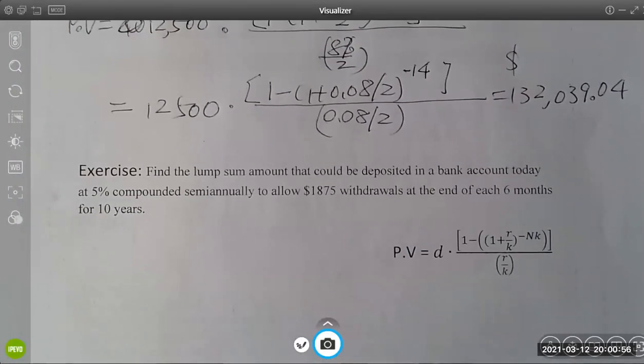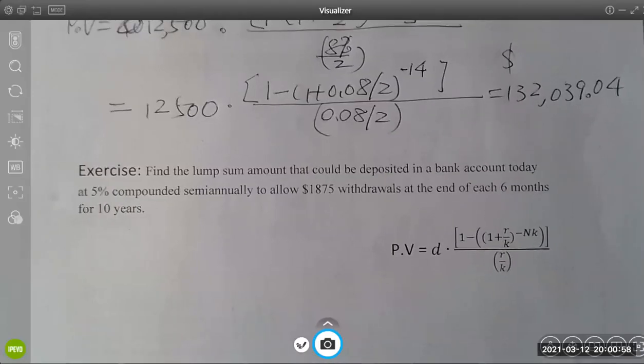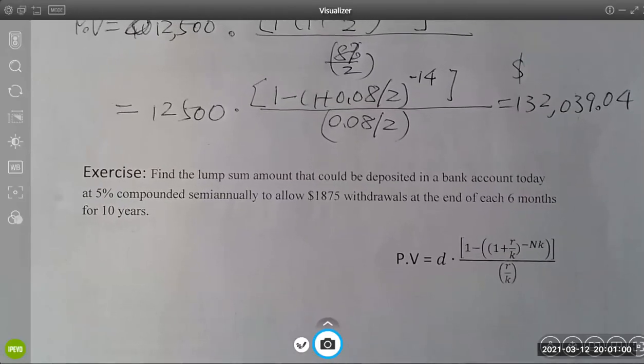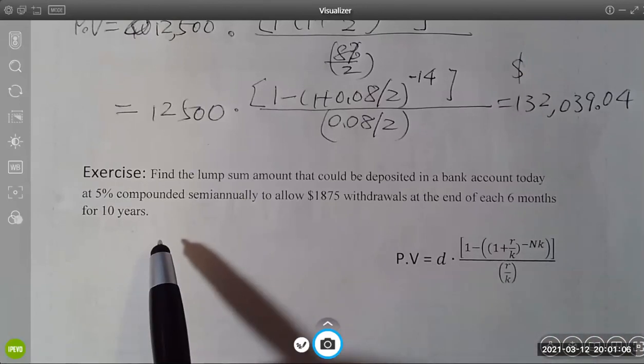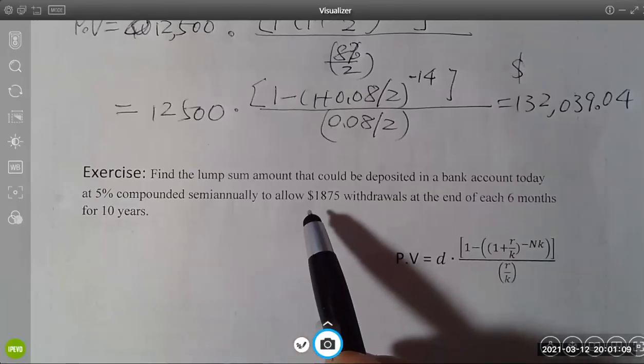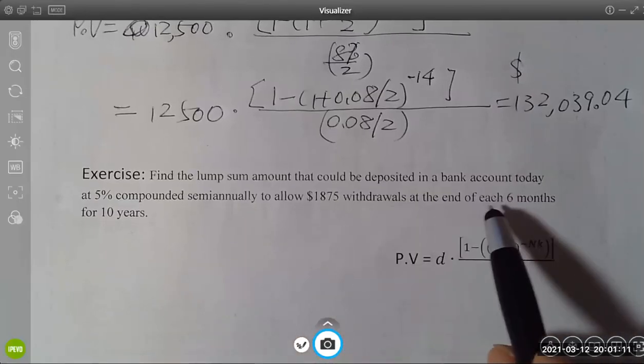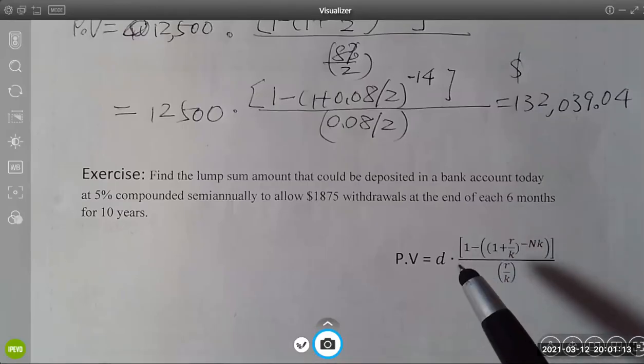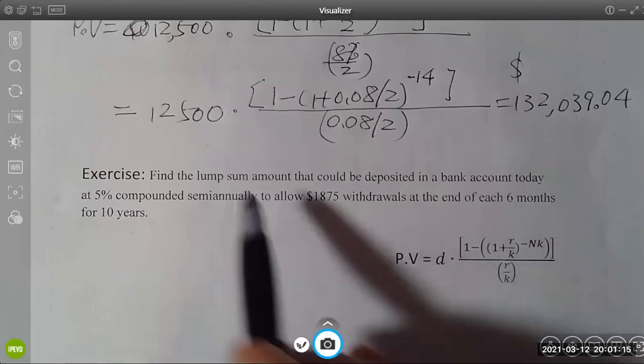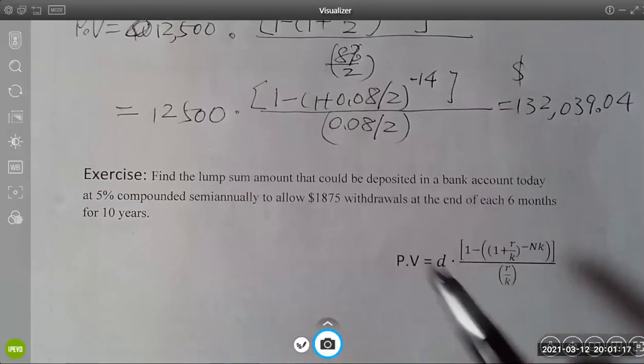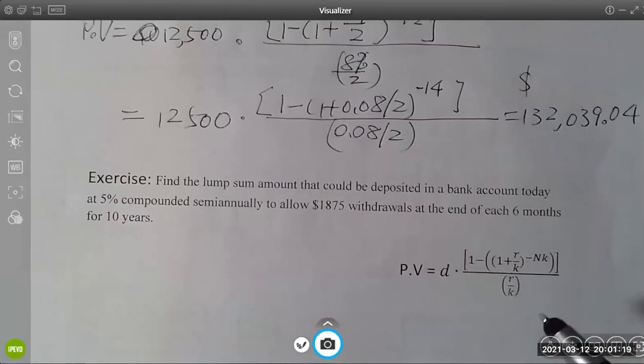After this one, we're going to look at the mortgage problem. Find the lump sum amount that could be deposited in the bank today, at 5% compounded semi-annually, to allow this amount of withdrawal at the end of each 6 months for 10 years. Again, repeating withdrawal, we're looking for the beginning amount in the account. That's the exact same situation, just different terms.